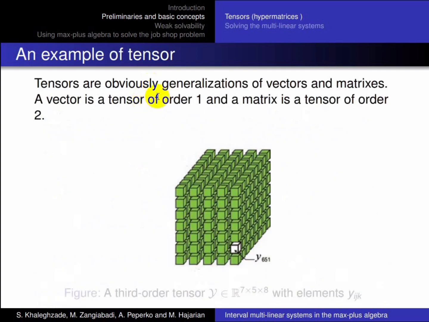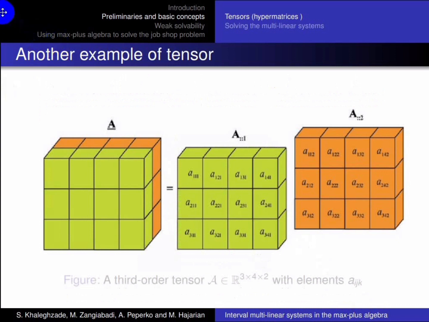Tensors are obviously generalizations of vectors and matrices. A vector is a tensor of order 1 and a matrix is a tensor of order 2. This picture shows you a third order tensor y with elements y_{i,j,k}. This picture is a third order tensor and effectively regards third order tensors as block matrices.